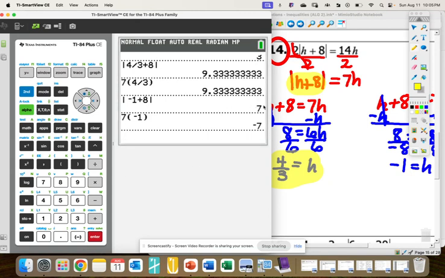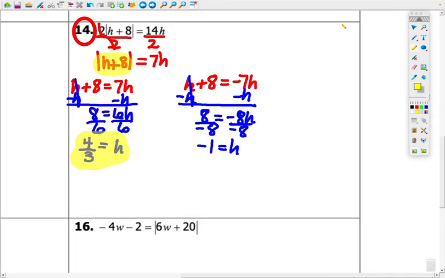There you go, our first extraneous solution. When you substituted the negative 1 back into both sides, on this side it gave me 7, but when the negative 1 was substituted here, it gave me a negative 7. That tells me that the solution of negative 1 is extraneous. So that means my only answer would be 4/3 for this problem.